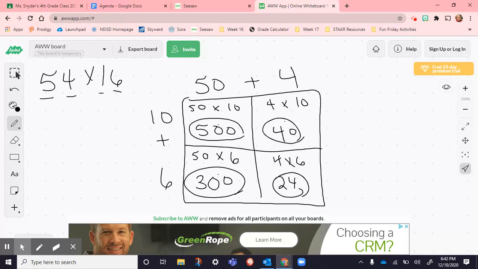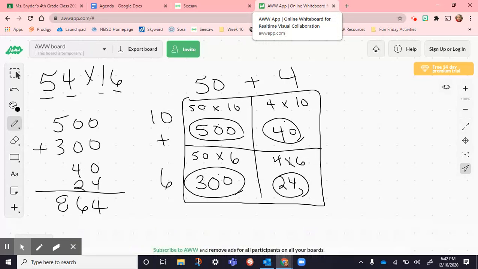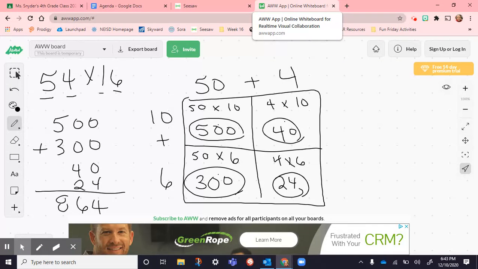And with partial products, we add them up. So we're going to take 500 plus 300 plus 40 plus 24. And when we add all that up, we have 8, 6, 4. So 54 times 16 is 864.